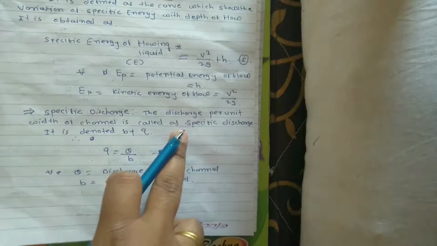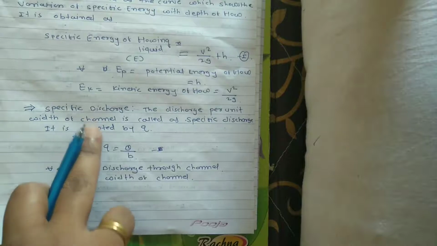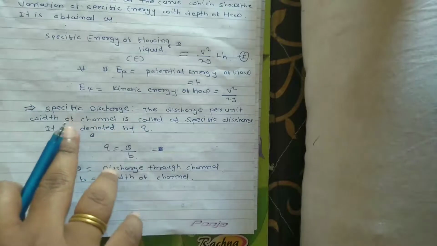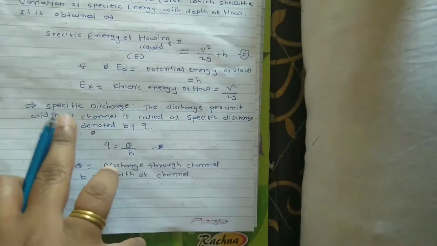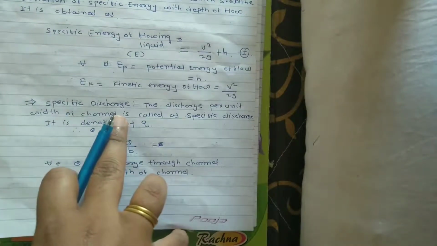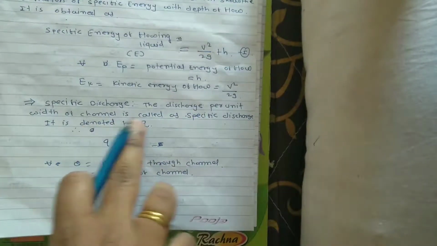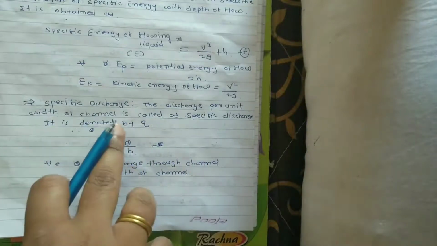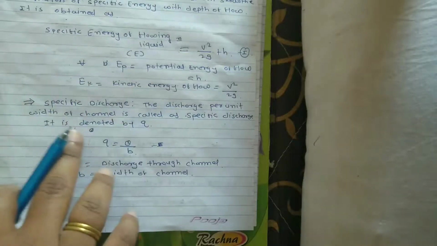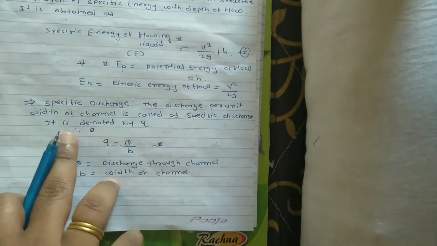Now let's study one important terminology, that is specific discharge. How to obtain the specific energy curve, we'll study later, but first let's study specific discharge, because we need it to draw the specific energy curve. What is specific discharge? The discharge per unit width of the channel is called specific discharge, and it is denoted by small q.